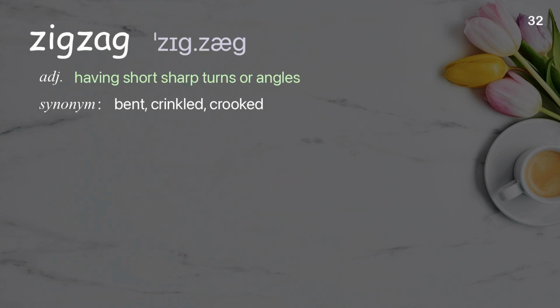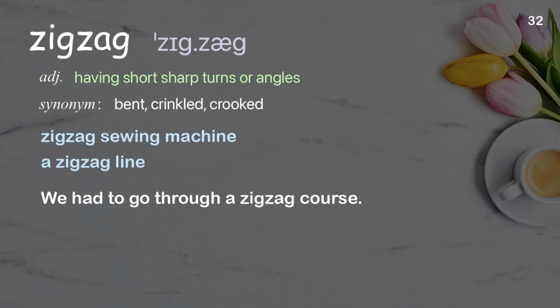Zigzag. Having short, sharp turns or angles. Examples: Zigzag sewing machine. A zigzag line. We had to go through a zigzag course.